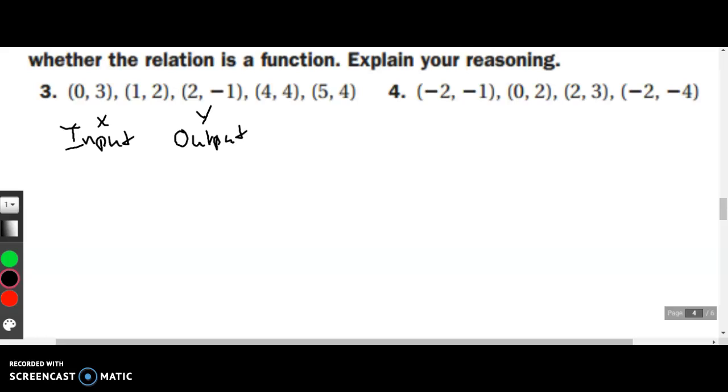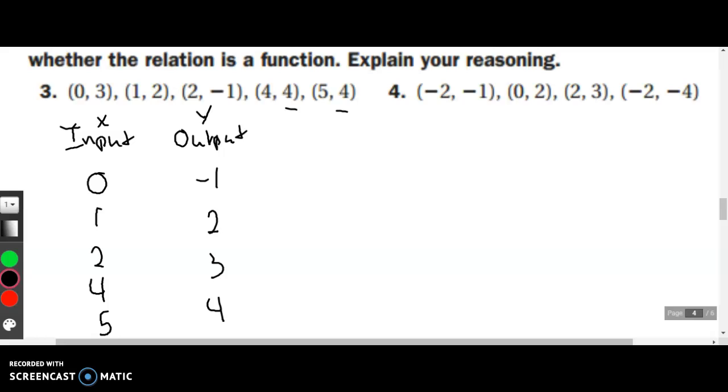So our input, or our x, or our domain is 0, 1, 2, 4, and 5. And our output, or our y, or our range is 3, 2, -1, 4, and 4. So we have, in order, -1, 2, 3, and 4. Remember, we don't have to write both of those 4s. Now, we have a repeating y value, but a function just can't have a repeating x value. It doesn't say anything about a y value. So do we have any repeating x value? The answer is no. This is a function.